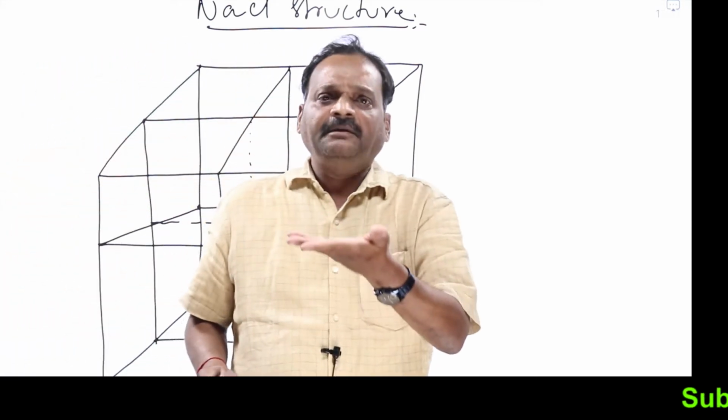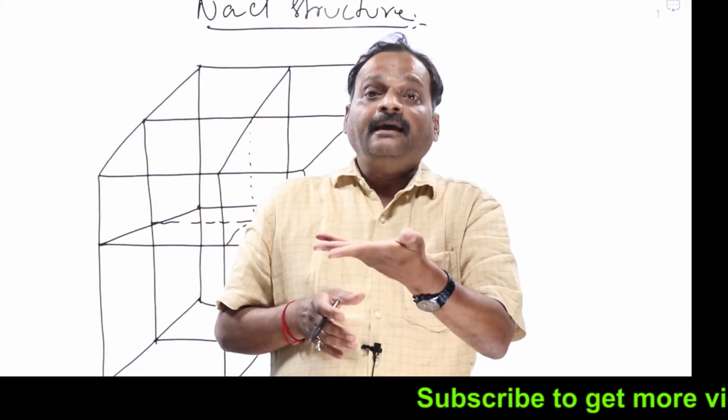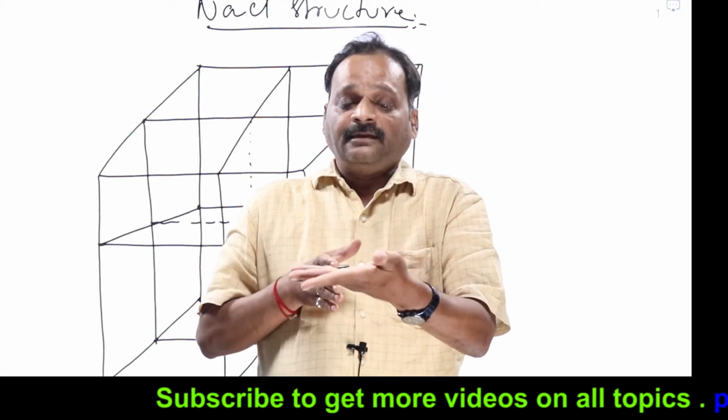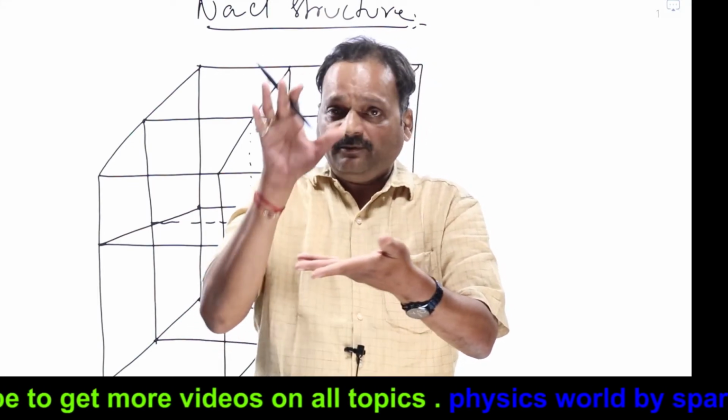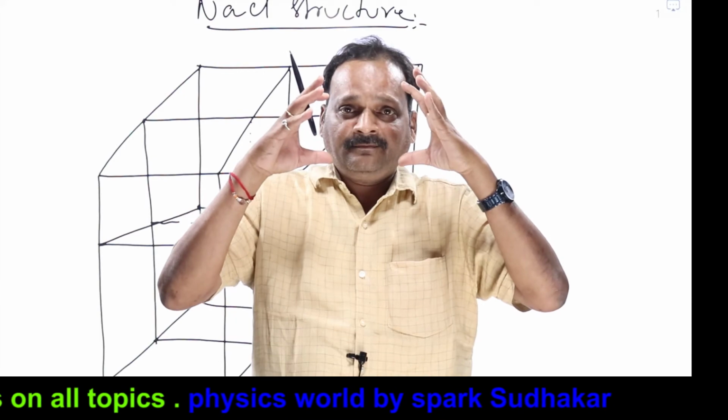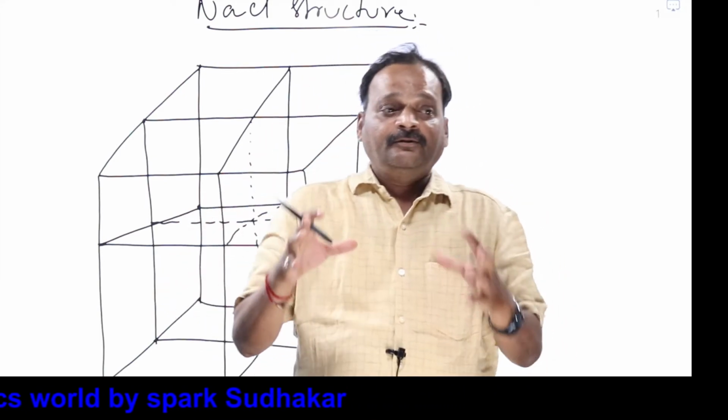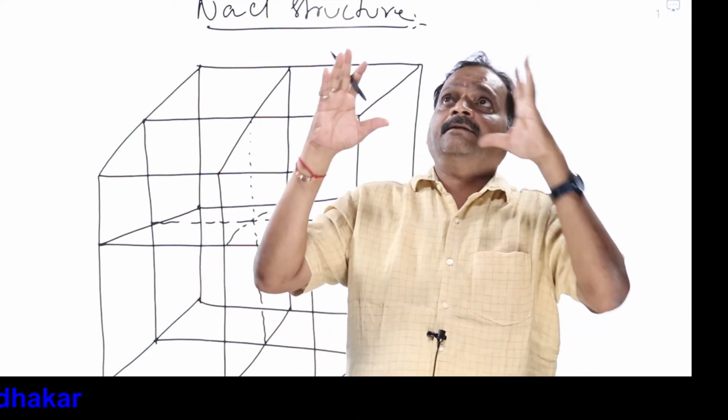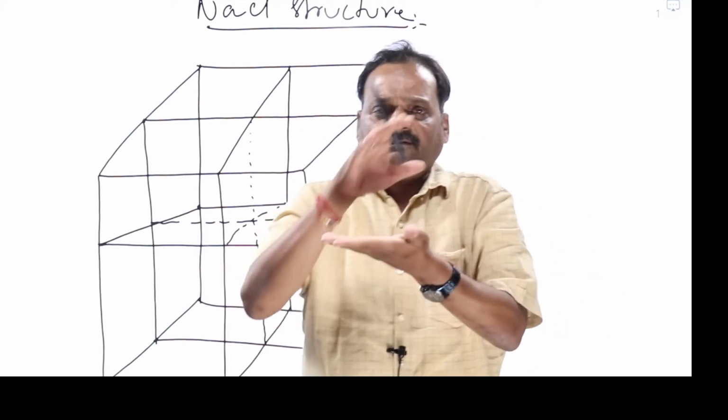Just like you take a big cube, cut it into 8 equal pieces. How do you cut it into 8 equal pieces? One big cube you imagine. For this crystal structure you need a little bit of imagination. You should close your eyes and try to visualize the structure. You take one big cube.